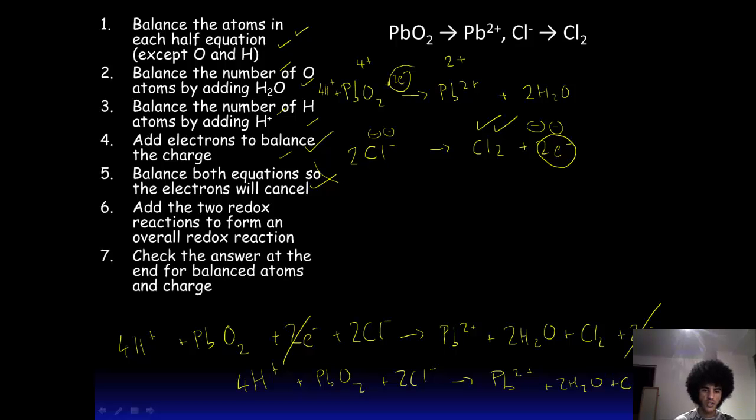Because I've done lots of this checking with you before, I'm not going to go into crazy depth about it, but I'll just go through it real quick. 4 hydrogens, 2 lots of 2, 4 hydrogens, great. 1 lead, great. 2 oxygens, 2 lots of 1 oxygen, great. 2 chlorines, 2 chlorines, great. And finally charge: plus 4, take away 2 is plus 2. Here, this is the only thing charged, which is plus 2, so the charge is also balanced. That is your full redox equation.